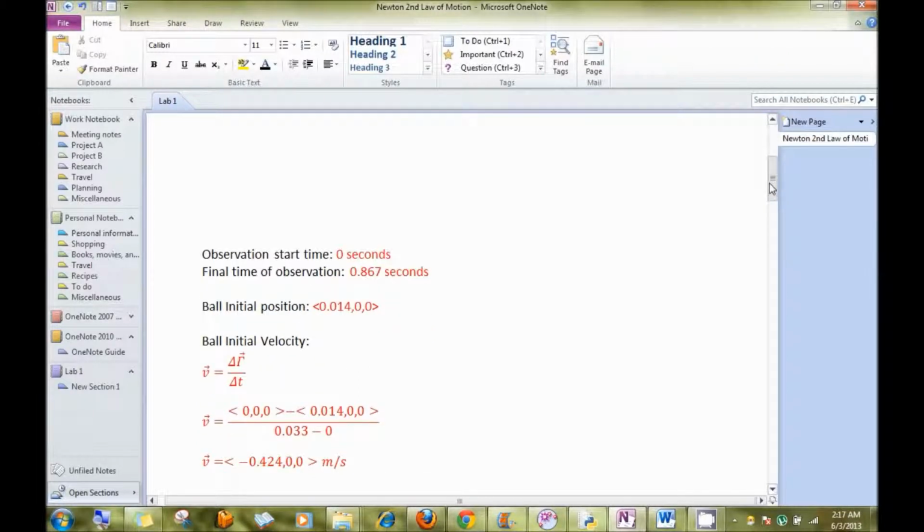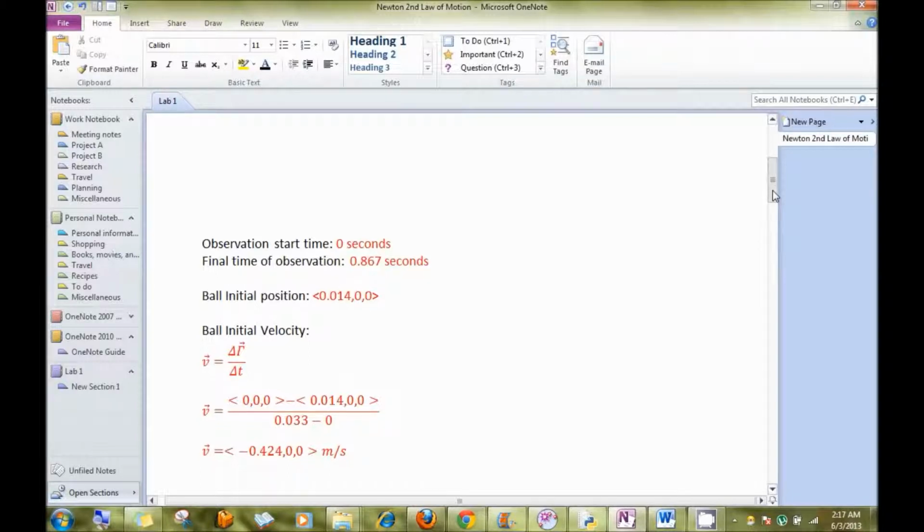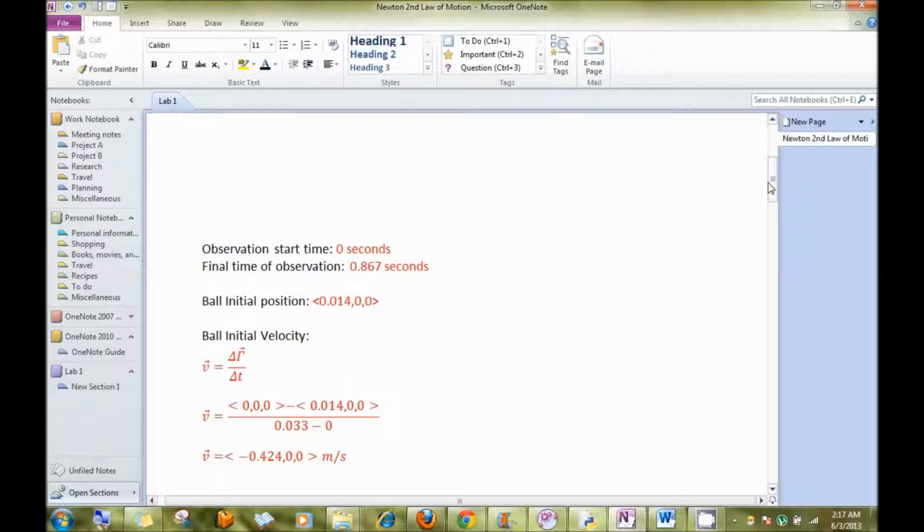So we will use 2 points from the displacement of the object to calculate the velocity by computing in the equation these two values of the tracker. After carrying out the calculation, we end up with velocity equal to x component negative 0.424, and y and z components equal to 0. Keep note, our observation time is 0 seconds and the time of observations is 0.867. Our next step is applying this information into a computer model.